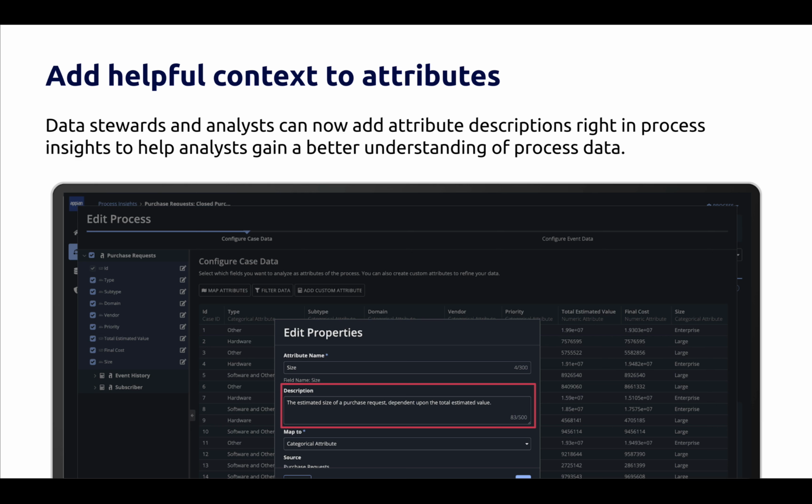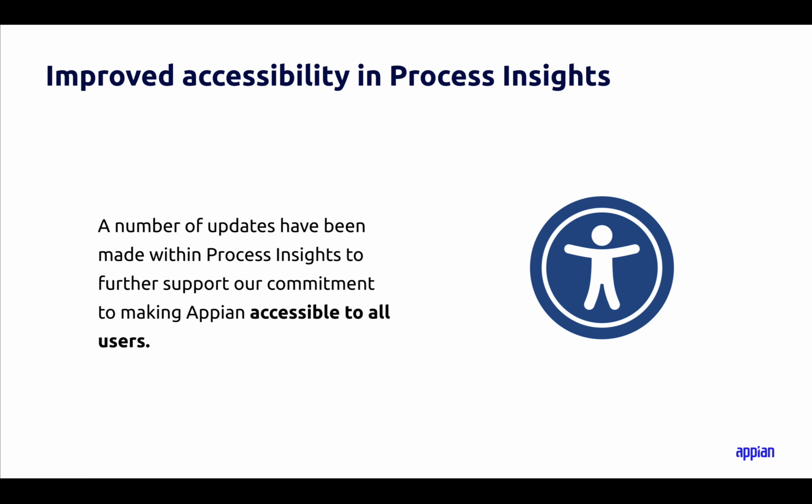And you can now see attribute descriptions in more places across Process Insights so that important business context is even easier to find. With this enhancement, business analysts can easily improve their interpretation of their process data and make better decisions to optimize processes. We're committed to making the Appian platform accessible to all users.